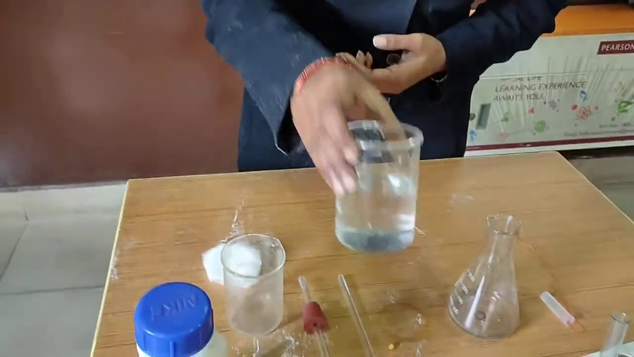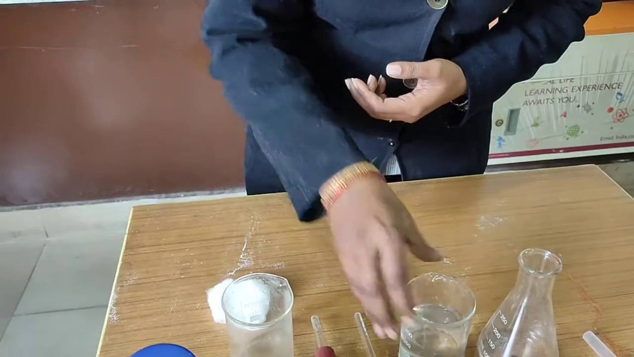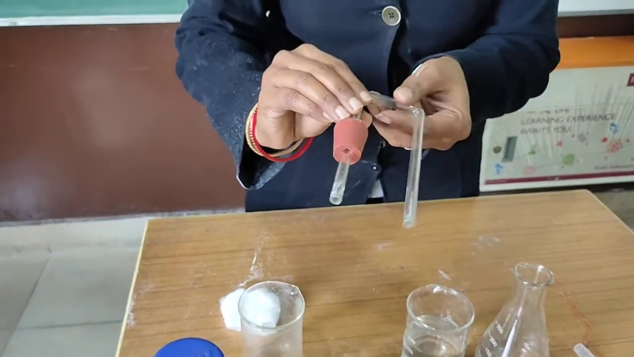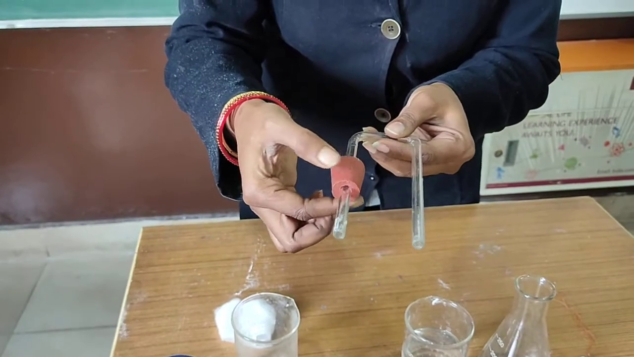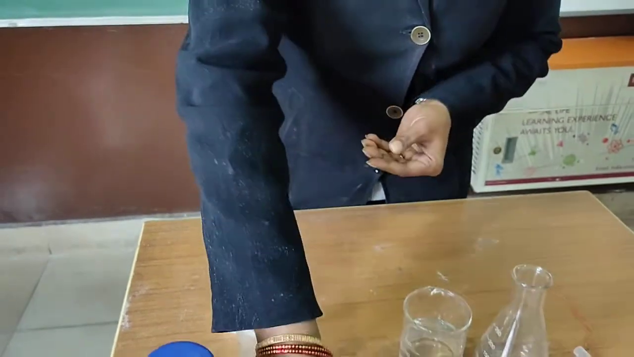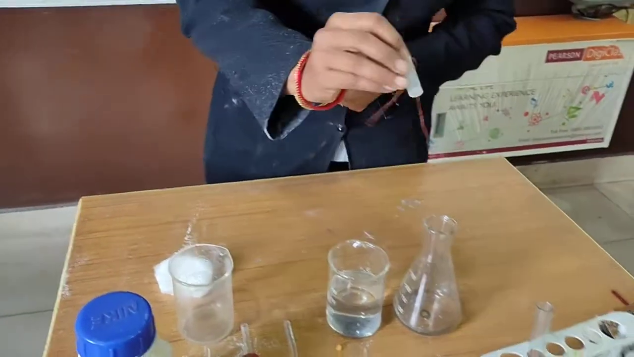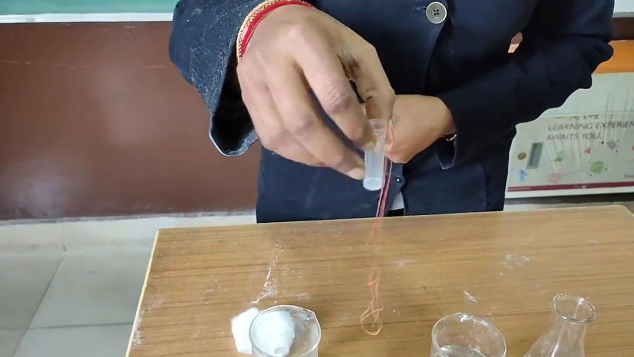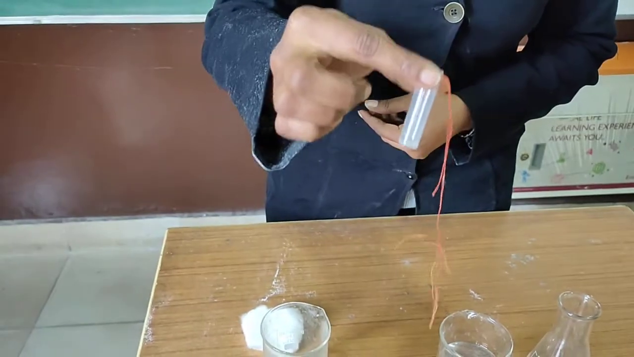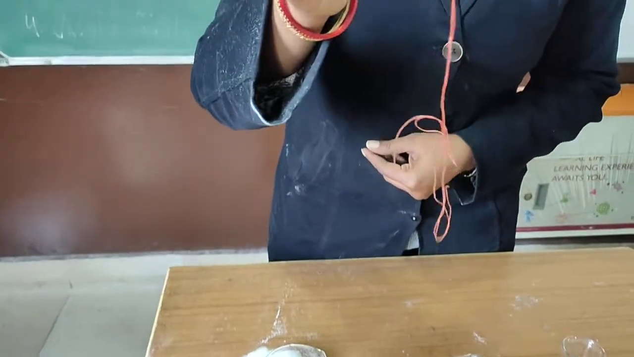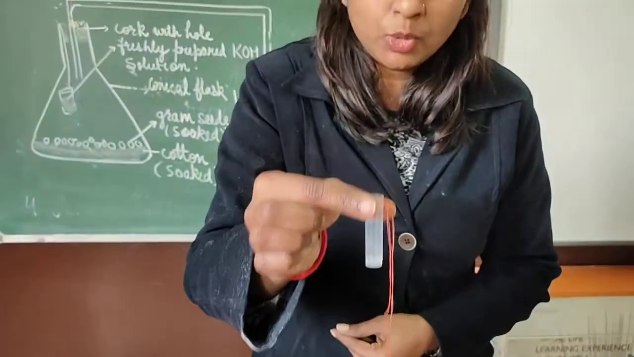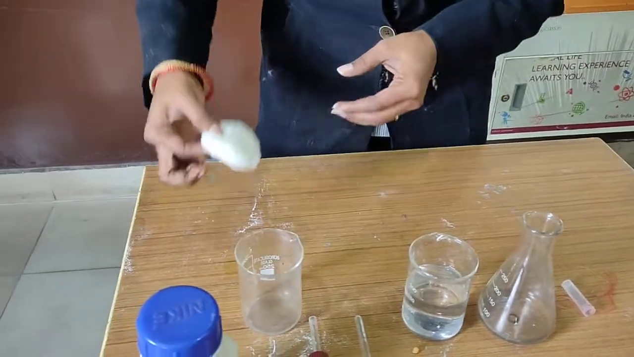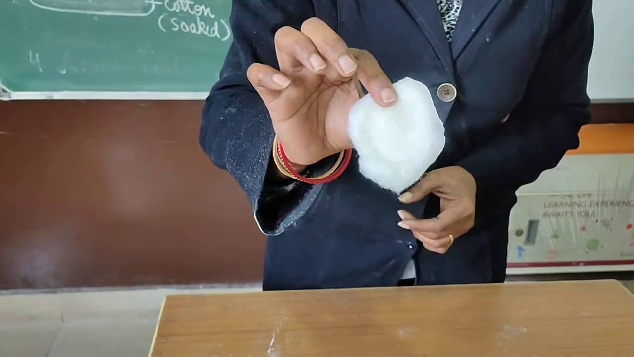Then we need a beaker with water. We need a delivery tube, also known as a U-tube, and a cork. We need a cork with a hole. Then we need a small bottle, any bottle, small plastic or anything that is available at your home. This we require to prepare the freshly prepared KOH solution. Now let's start what we are going to do. One more thing, we need cotton also for this experiment.